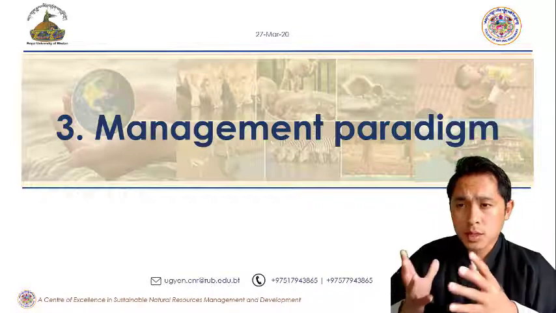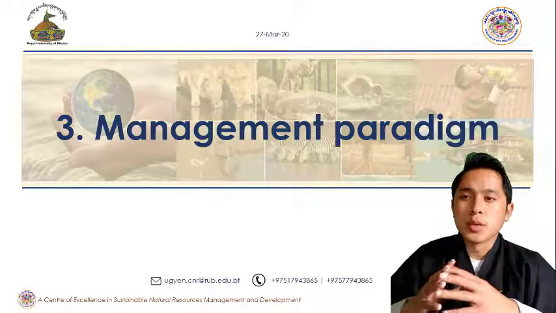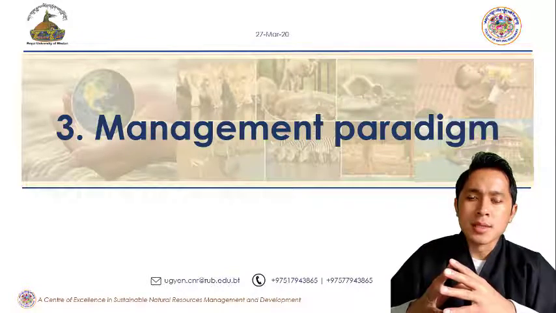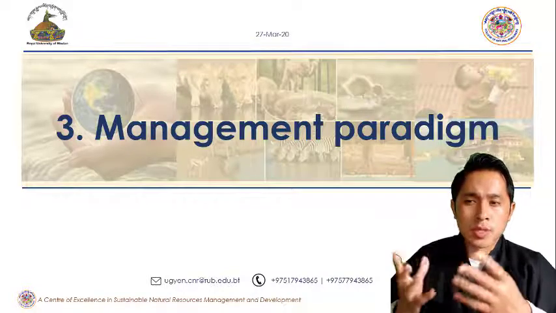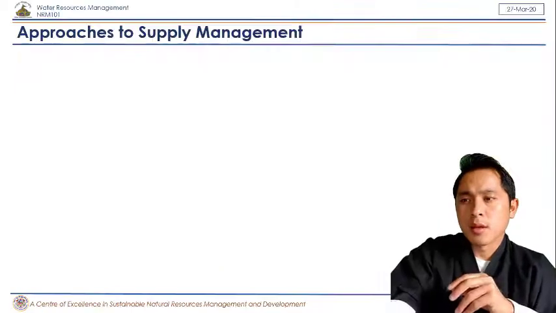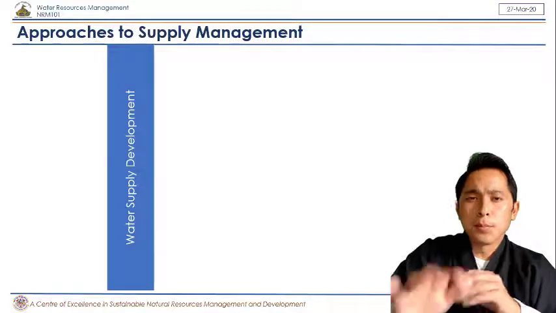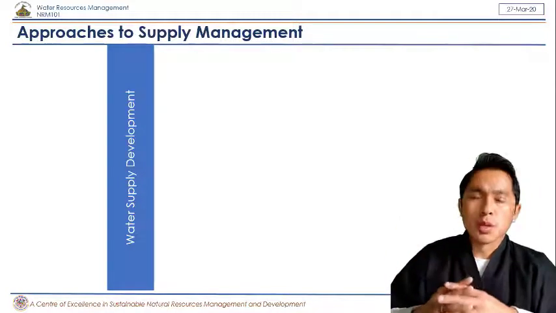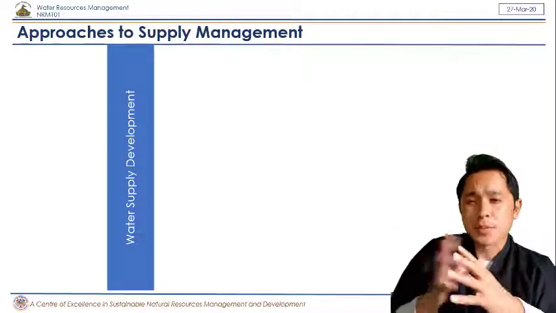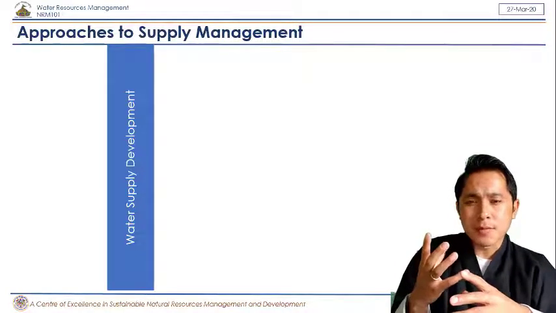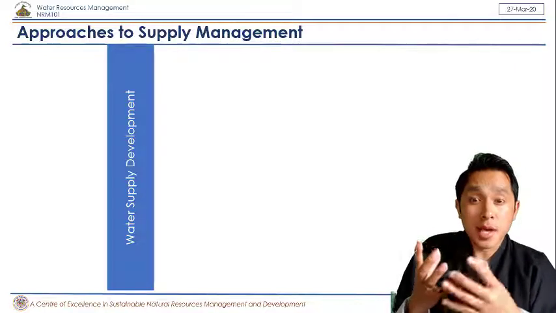So in that case, what can we do? What are the management methods, or the ways that we can mitigate or solve these issues? Let us look at some of the management paradigms. There are two approaches to solving these issues. One is through supply management, meaning can we increase a little bit of supply of water resources if we have?